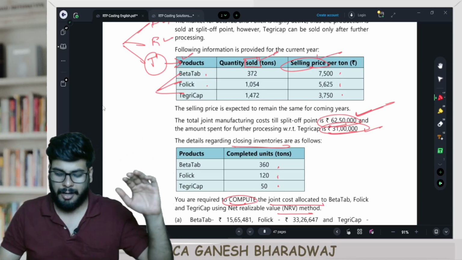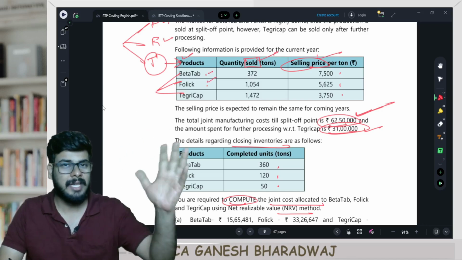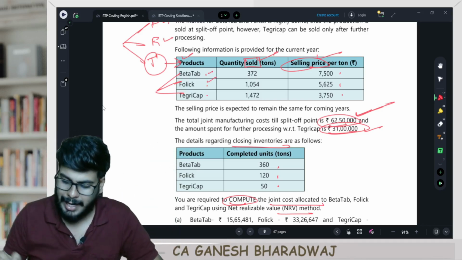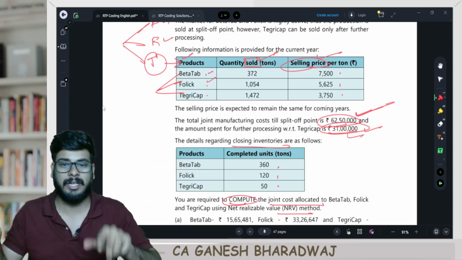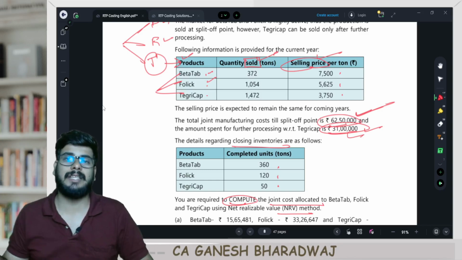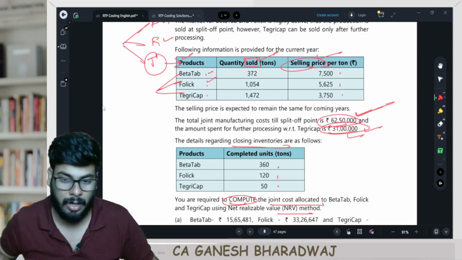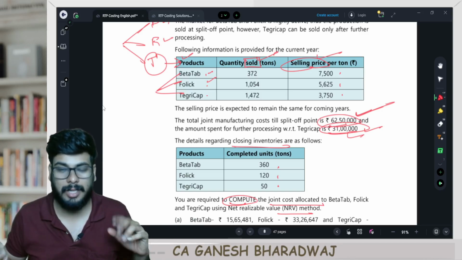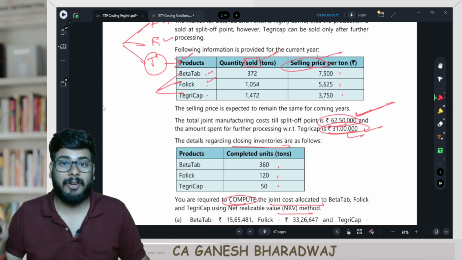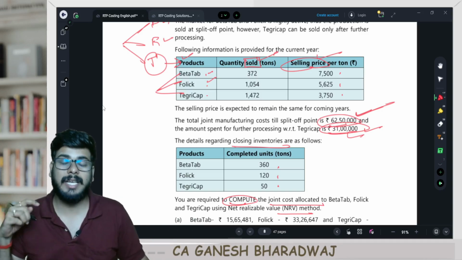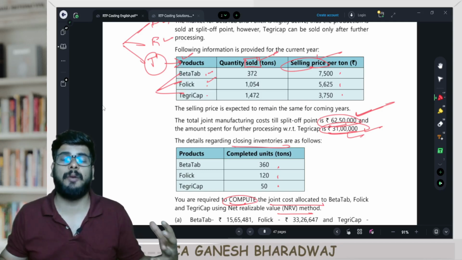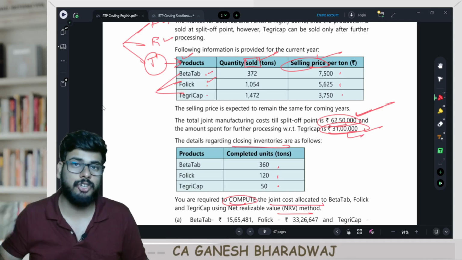From that, for the first two products, B and F, there is no further processing cost. For T alone, there is further processing cost. Given the question, 31 lakhs, you reduce that, arrive at the NRV, use that as a base. Wrong. Sir, what is wrong here? That's only correct. No. For the purpose of here, we are calculating the NRV for what? For the purpose of apportioning the joint cost of the products.